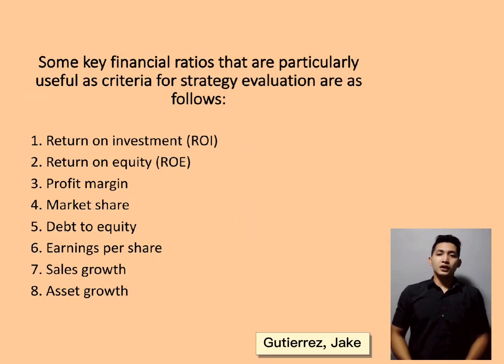Some key financial ratios that are particularly useful as criteria for strategy evaluation are as follows. First is return on investment. Second is return on equity. Third is profit margin. Fourth is market share. Fifth is debt to equity. Sixth is earnings per share. Seventh is sales growth. Eighth is asset growth.